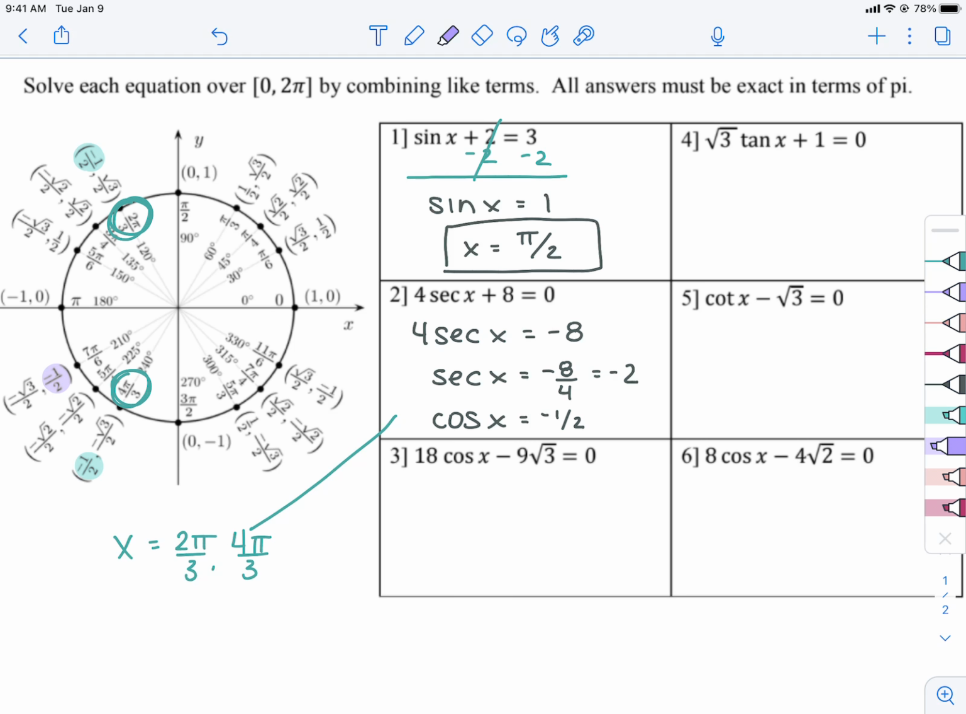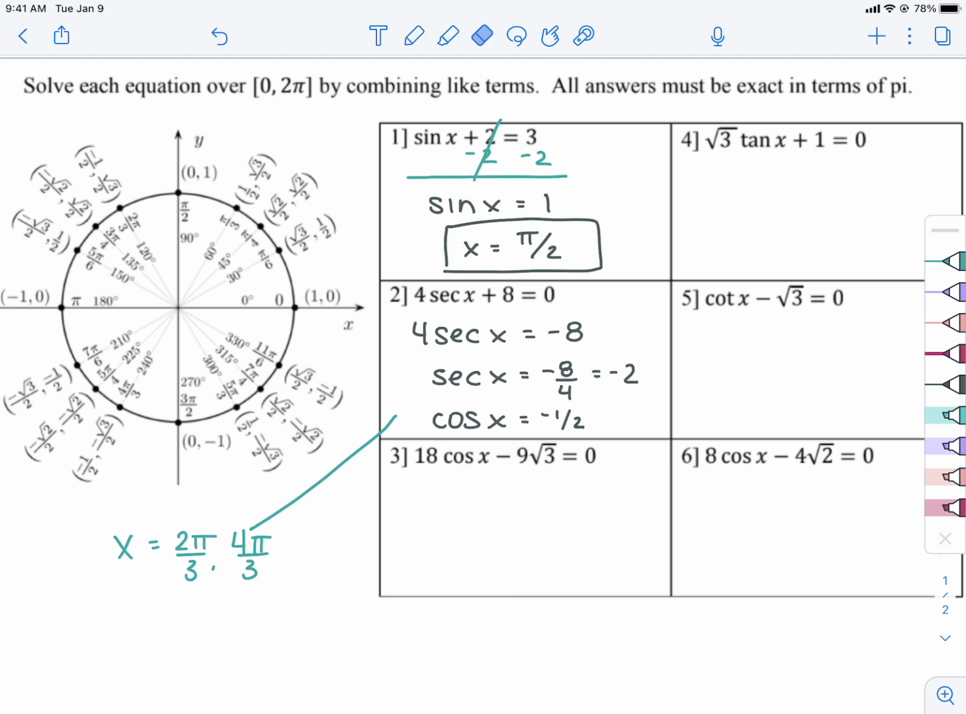Want to look at the next one? Number 3. So if I'm looking at number 3, I see that I have a cosine in my function, so that tells me I'm going to be working with my x coordinates because cosine is my x coordinate. So 18 cosine of x minus 9 root 3 equals 0, which automatically panics everybody because they see that 9 root 3 in there, right? But 9 square roots of 3 is just a number.